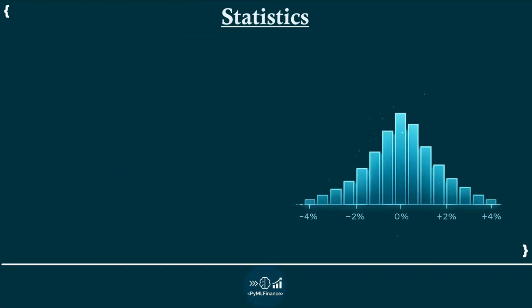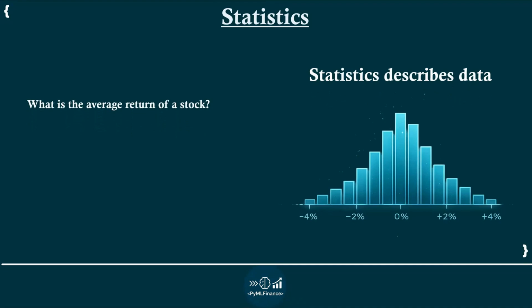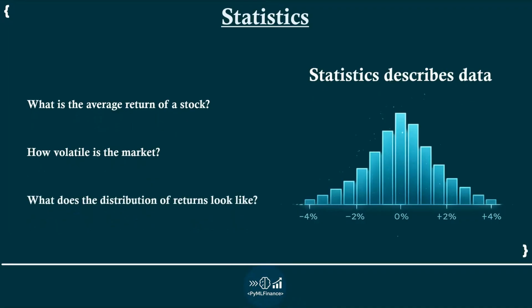Statistics focuses on describing and summarizing data. For example, we might ask, what is the average return of a stock? How volatile is the market? What does the distribution of returns look like? So, statistics helps us understand the structure and variability of the data.